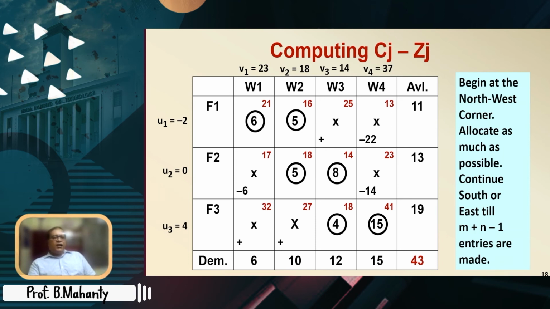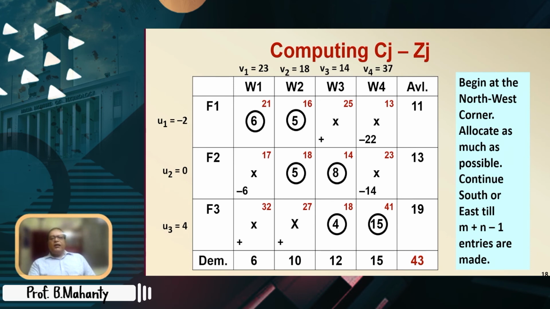Now I started arbitrarily U2 equal to 0. You can also start U1 equal to 0 or U3 equal to 0 or V1 equal to 0. Any one of them you can start at 0. You will get another set of values, but then the Ui plus Vj total will be the same. Right, that you must remember because it is the total that is important.